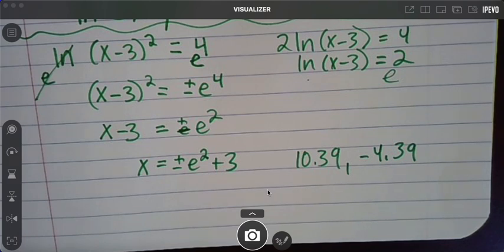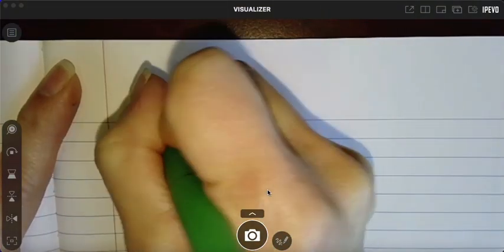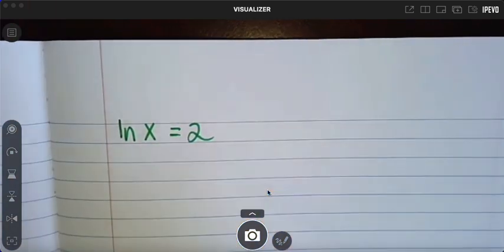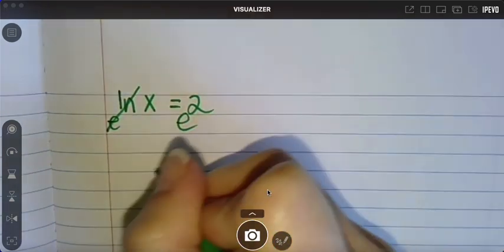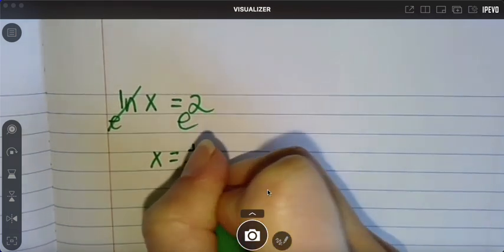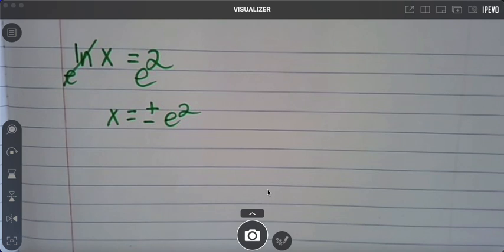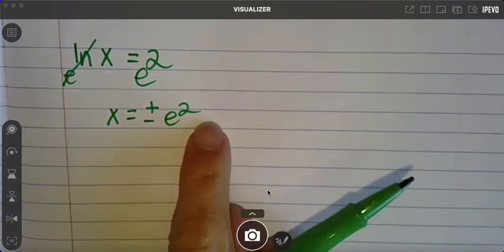The natural log of x equals 2. So on this one, I'm just ready to get rid of the natural log. What gets rid of the natural log? If you forget, look at your calculator and it tells you. It's the same button. It's the e. So I would raise e squared. And remember, it's plus or negative e squared. So I want to type that in my calculator. That could be an answer, or you can get the decimal answer like for the last one, negative 4.39.